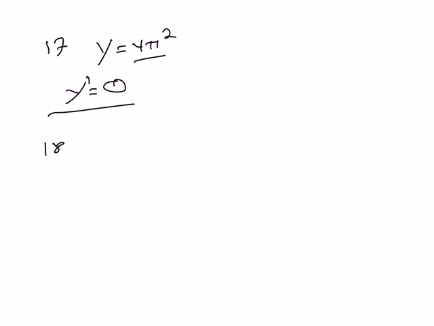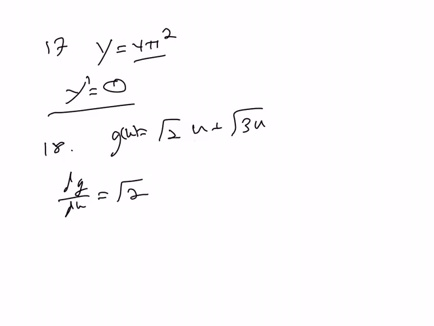Problem 18, which gives us g of u is equal to the square root of 2u plus the square root of 3u. So now dg over du is equal to the square root of 2, right? The u vanishes, plus, so this is going to give us a half times 3u to the negative a half.